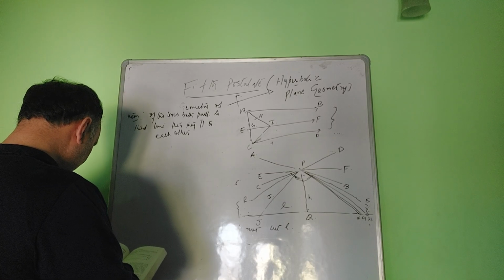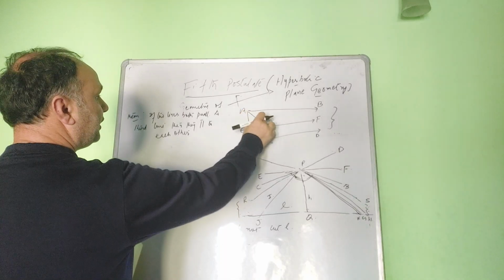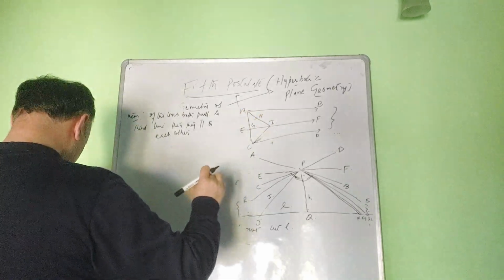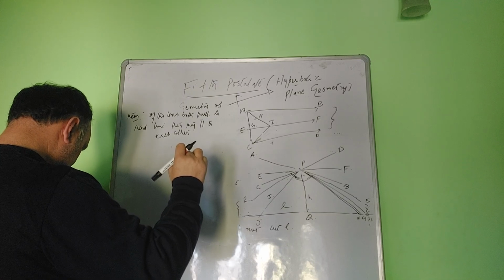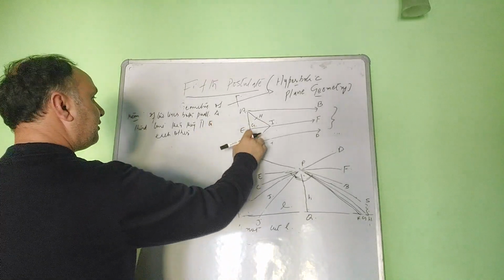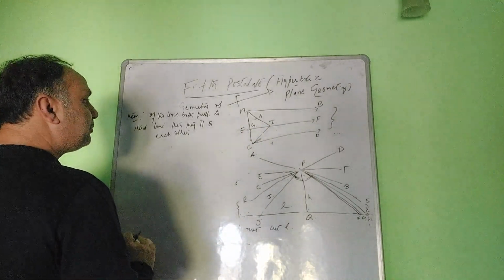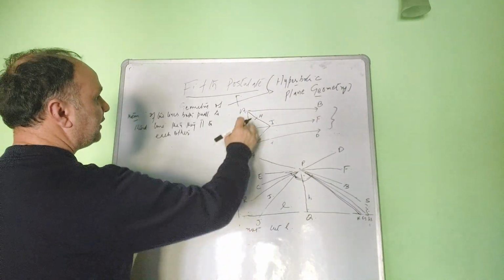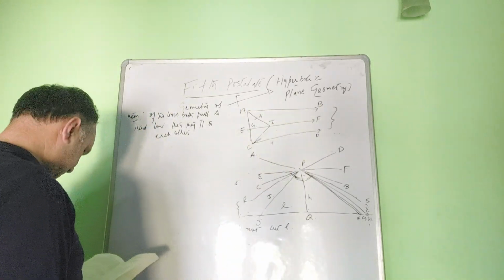But every line through A, lying within the angle CAB, does. It follows that AB and CD are parallel. AB and CD are parallel.